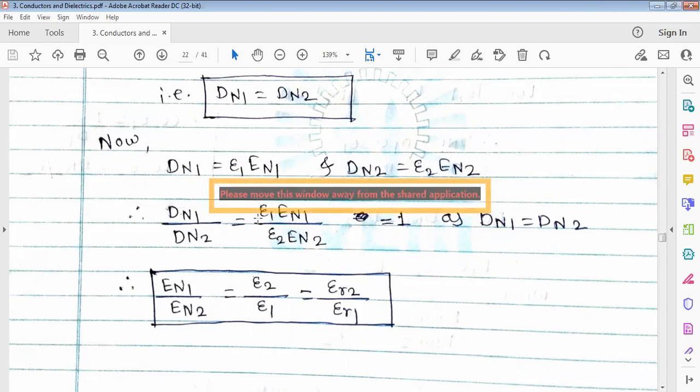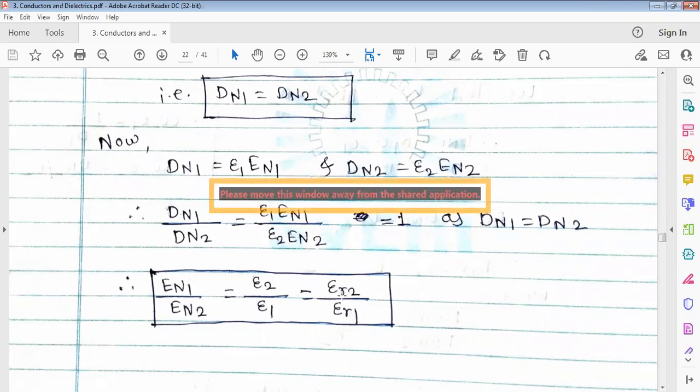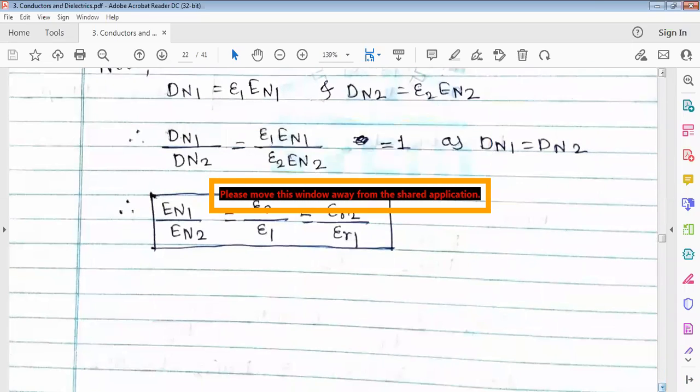That is Dn1 is equal to epsilon 1 En1, and Dn2 is equal to epsilon 2 En2. So this is equal to 1, and we have to find this En1 divided by En2. Now En1 divided by En2 is nothing but epsilon 2 divided by epsilon 1, and epsilon 0 will get cancelled there. Therefore the remaining terms are only epsilon r2 divided by epsilon r1, and these are the relative permittivities of medium 2 and medium 1 respectively. Okay, so any doubt up to this point?